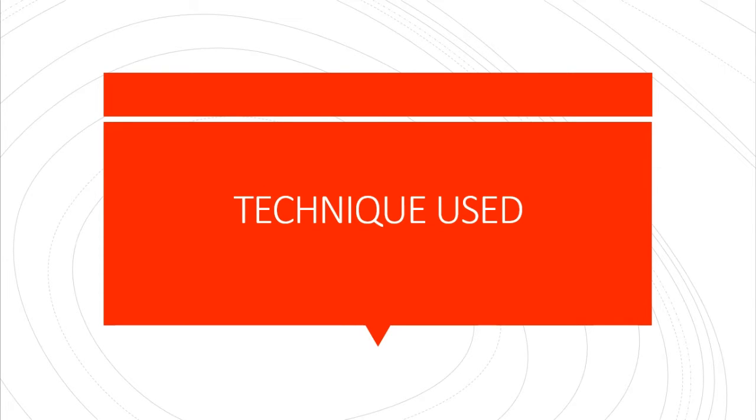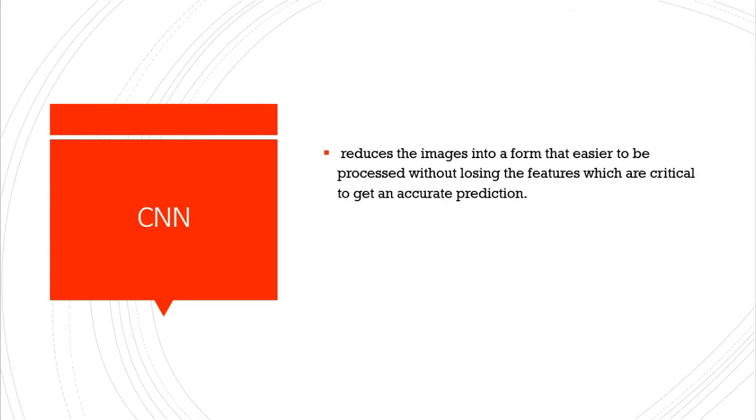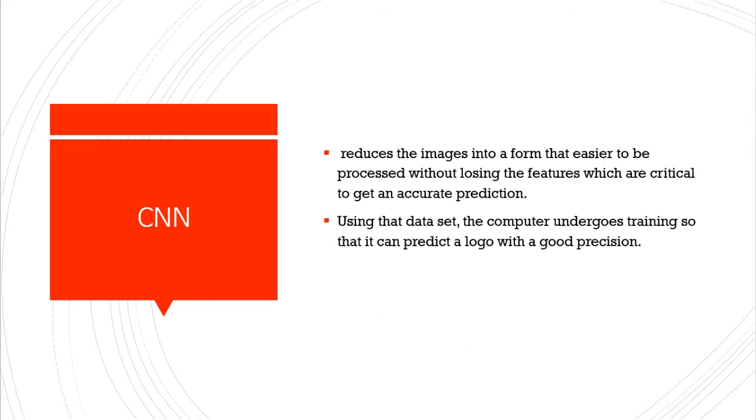I will be explaining the technique used inside this AI model. The technique that we use in our artificial intelligence model is CNN, which stands for Convolutional Neural Network. It reduces the images into a form that is easier to be processed without losing the features which are critical to get an accurate prediction. We apply it by providing a set of data, which in our case is a set of images representing a few logos that we want to identify. By using that dataset, the computer undergoes training so that it can predict a logo with a good precision.